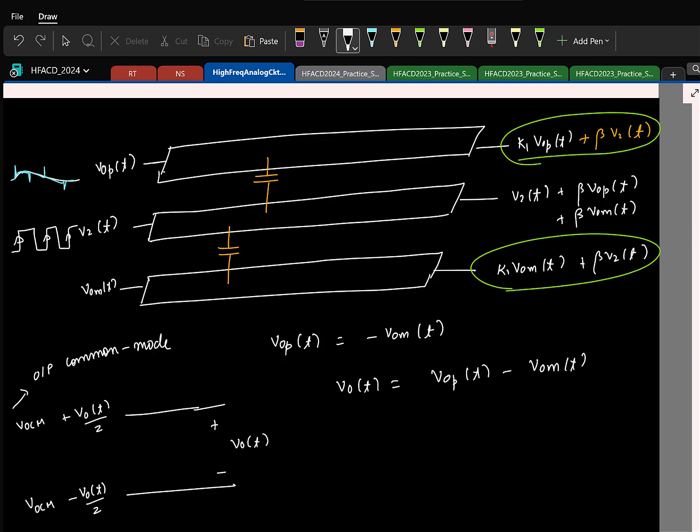Okay, great. So yeah, this is the second issue. Let's look at what happens with power supply.